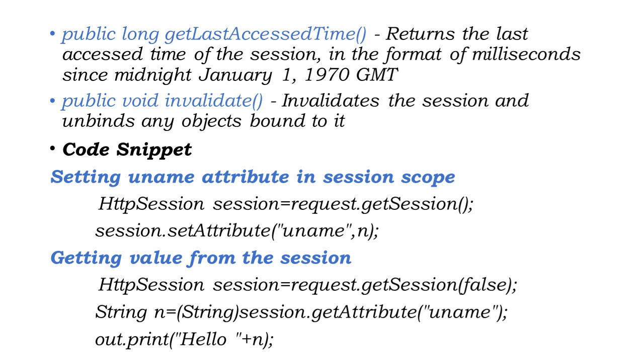The following shows the code snippet for setting the attribute in the session scope in one servlet and getting that value from the session scope in another servlet. To set the attribute in the session scope, we have used the setAttribute method of HTTP session interface, and to get the attribute, we have used the getAttribute method.